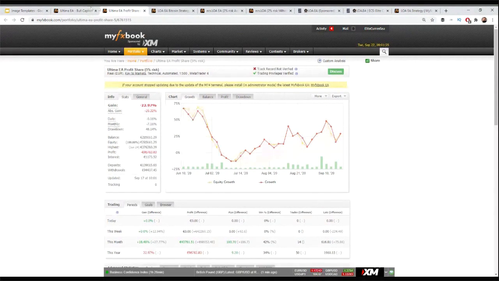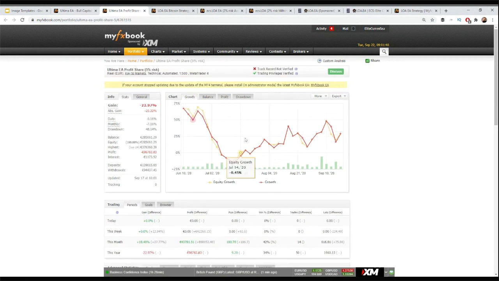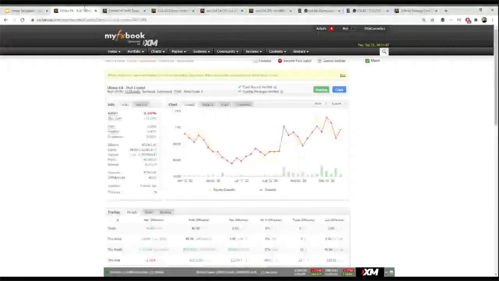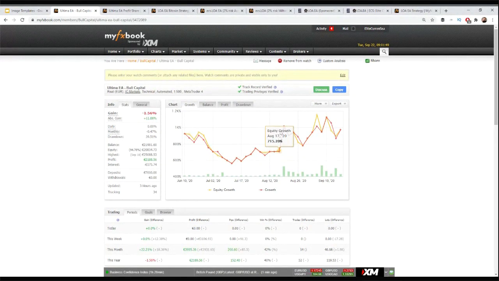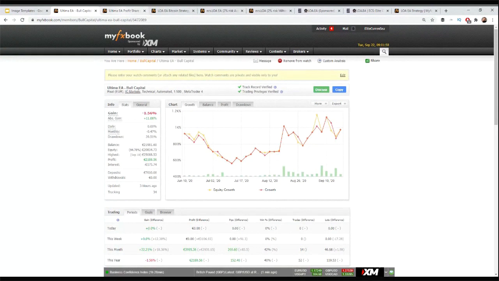Otherwise, the equity curve visually looks the same with ups and downs. I suspect that he had some big win that Kitu Markets didn't have, and those things can happen when you're using a different broker, just random differences.